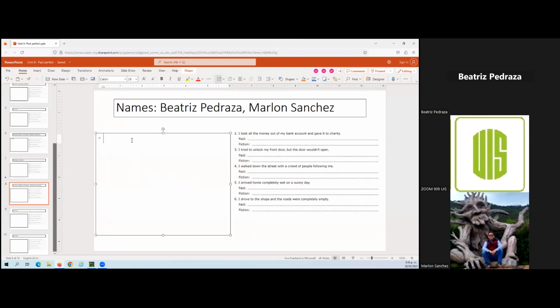Choose 3. Yes. I took all the money out of my bank account and gave it to charity. Sí, tomé todo el dinero de mi cuenta y lo di a la caridad. Okay. And number 3, I tried to unlock my front door, but the door wouldn't open. I walked down the street with a crowd of people following me. I arrived home completely wet on a sunny day. I drove to the shops and the roads were completely empty.